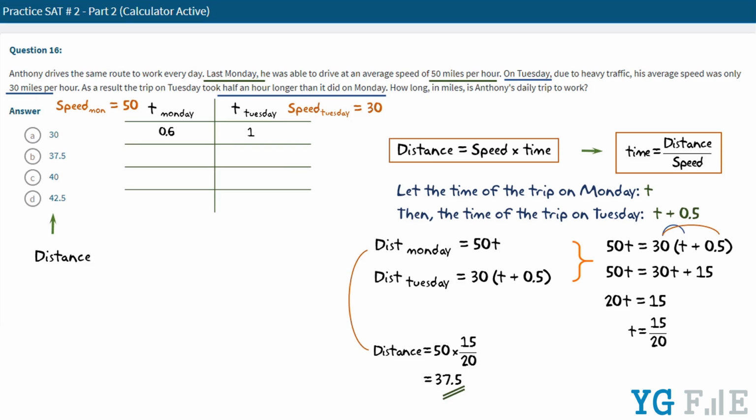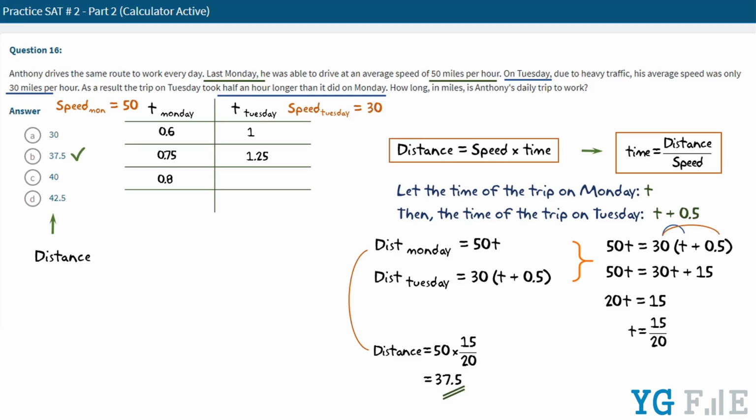And if we calculate the time on Monday for option B, it is 0.75, and the time on Tuesday is 1.25. The time on Tuesday here is half an hour longer, since 1.25 is equal to 0.75 plus 0.5. So option B is the answer for this problem. And we can check options C and D, and they give us the wrong results.